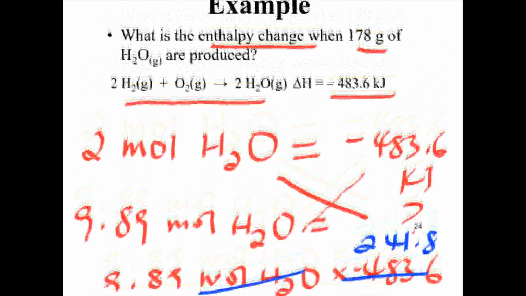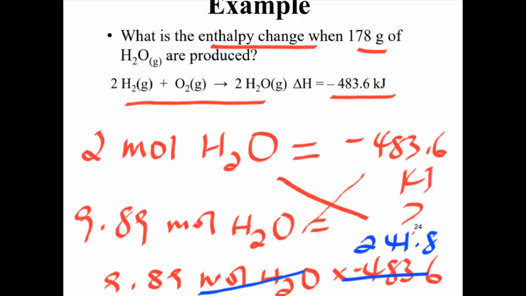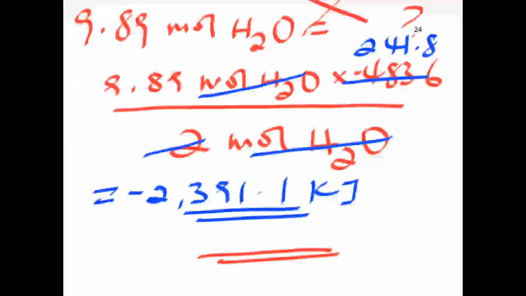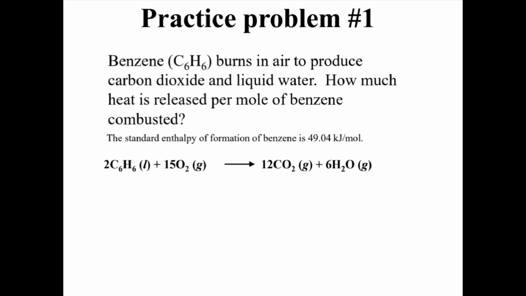ስለዚህ ይህን ያህል ግራም ኦፍ ዋተር ፕሮዲውስ ሲሆን ኢንታልፒ ቼንጁ ስንት ይሆናል ማለት ነው? ይህን ያህል ይሆናል ማለት ነው። ቤንዚን burns in air to produce carbon dioxide and liquid water. How much heat is released per mole of benzene combusted?